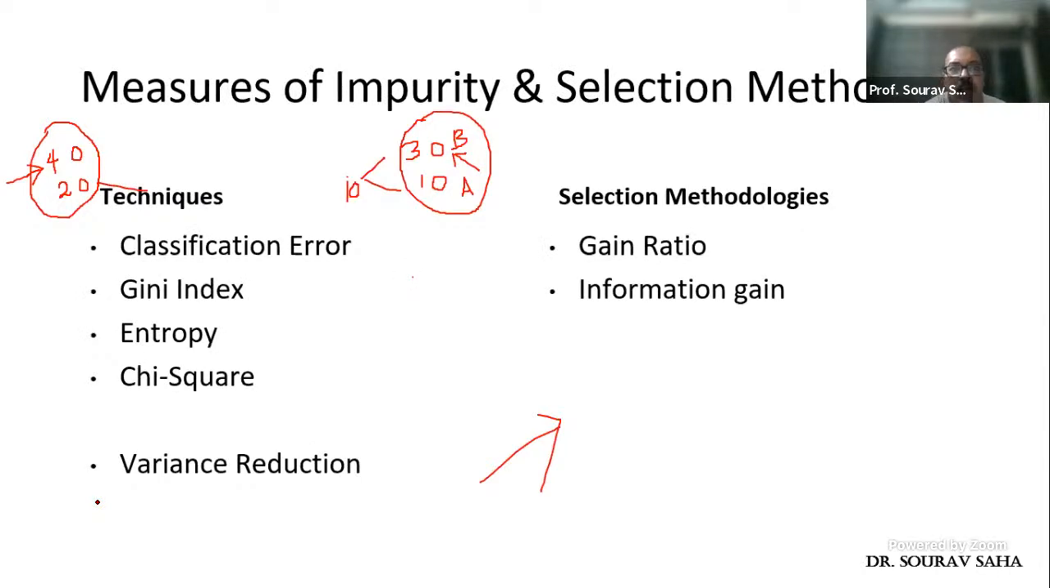In terms of selecting the splitting topology, there are so many things. The classification error, Gini index, entropy, chi-square, those kinds of things are there, and also the variance reduction. Those are the techniques by which we measure the impurity, and then the selection mechanism is by using things called gain ratio or the information gain. So let's understand what those measures of impurity are and how it is being done.